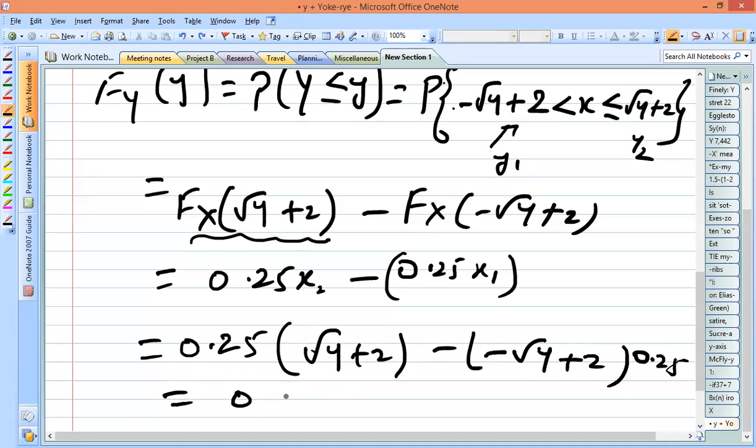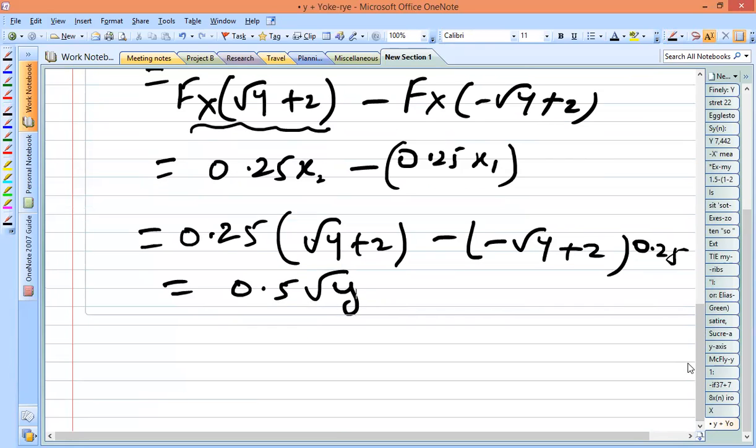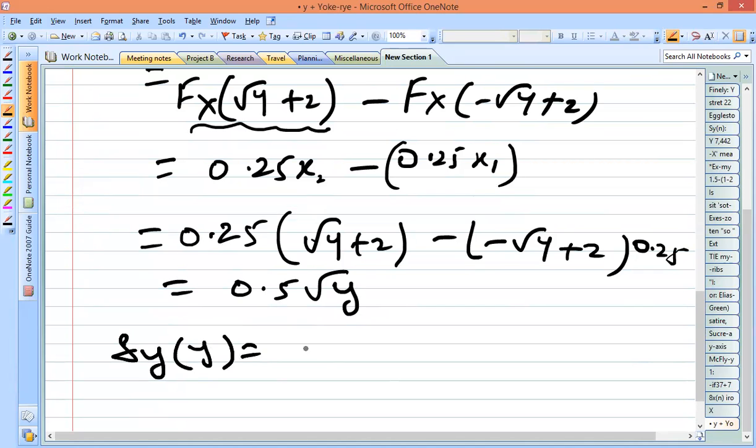Root y, it will be giving the value 0.5 root y. Whereas the 0.5 minus 0.5 will be cancelling each other. So this is the CDF value for the new random variable y, which is resulted using the old random variable x. Now once you have the CDF, you can calculate the PDF fY of y as the differentiation of FY of y with respect to dy.